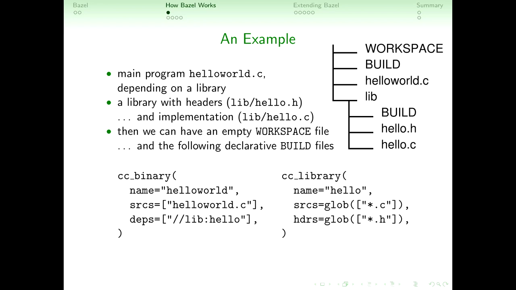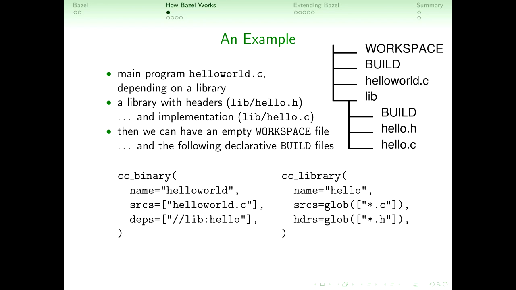So that C library file is the lower build file, the one parallel to the library files and headers. You give it a name, and you specify what are your source files and what are your header files. In that simple case, you can just use globs. And then you have the executable.